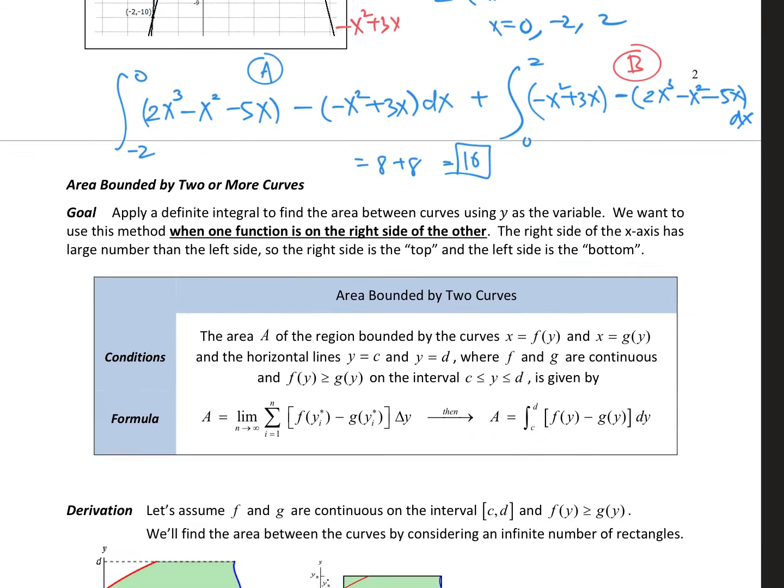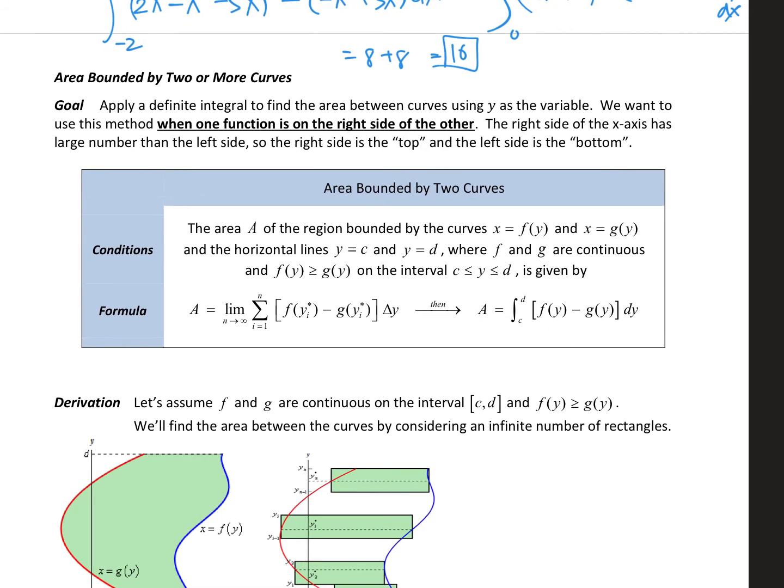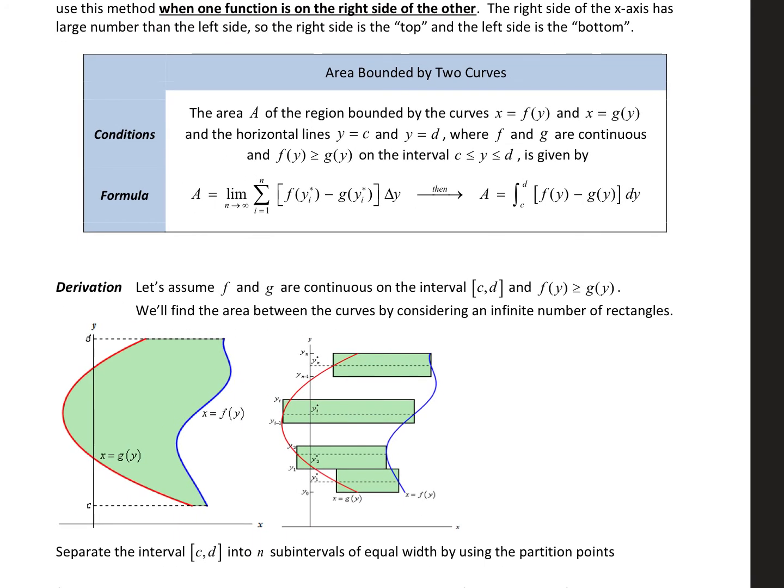Okay, let's look at the next part here. Next one, find the area between two curves, using y as the variable. All right, we want to use them when the function is on the right side of the other function. So if you look at the graph here, the orientation of the graph is like this and this. So this is no longer a function of x, like the vertical line test doesn't work. But if you could think of y as a variable, then it could be a function, right?